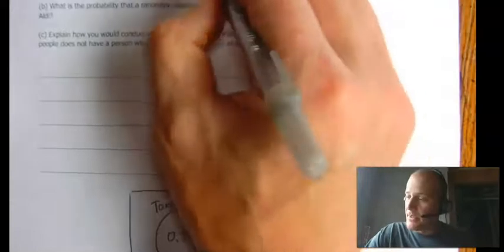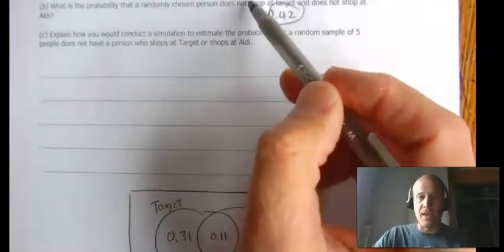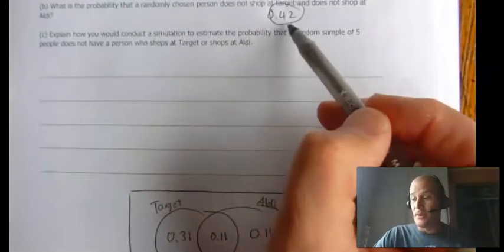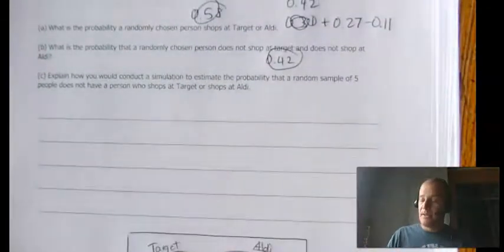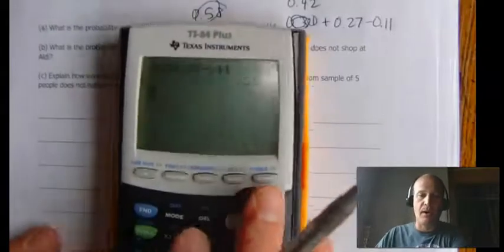Right? These are complements of one another. We either shop at Target or Aldi, or we shop at neither. So these two add up to 1. And then to do the simulation, let me just show you how that would work.